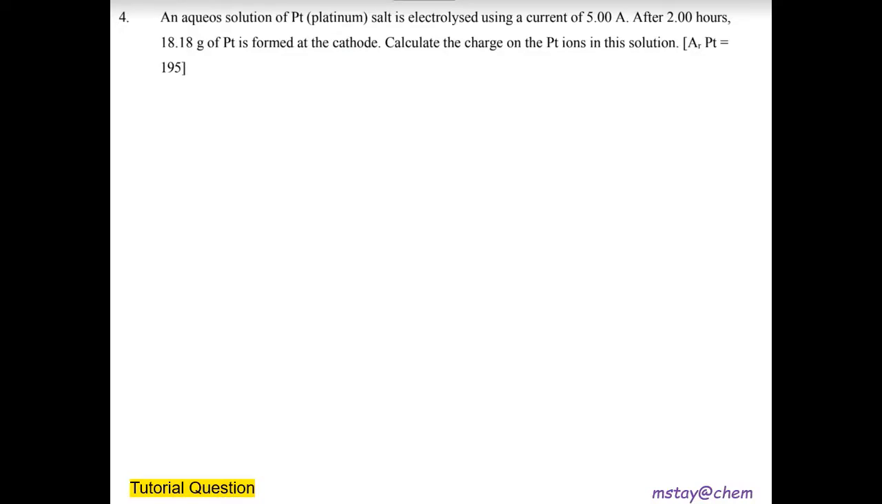Continue with tutorial question number 4, an aqueous solution. From here we can see the aqueous solution, so we know that the physical state we can use is aqueous. A platinum salt is electrolyzed using a current of 5 ampere, and after 2 hours 18.18 gram of platinum is formed at the cathode. Calculate the charge on the platinum ion in this solution. You are given that the molar mass of platinum is 195.